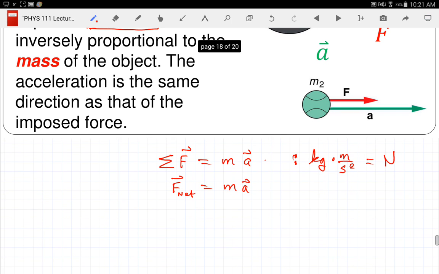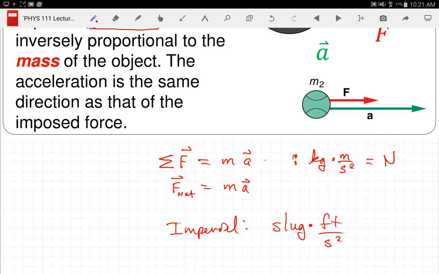If you were doing it in the imperial system, the unit of mass for the imperial system is the slug, and acceleration is feet per second squared. So for the imperial system, a slug times a foot per second squared is equal to a libra, a pound.